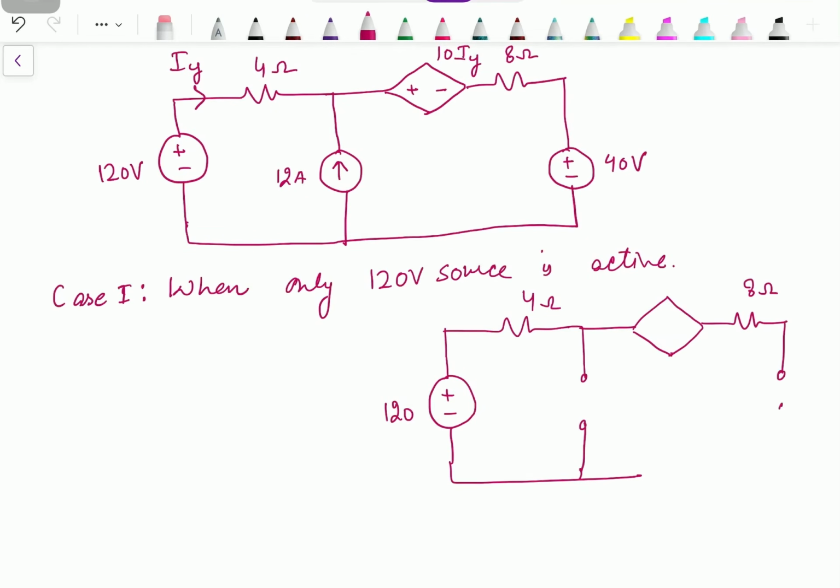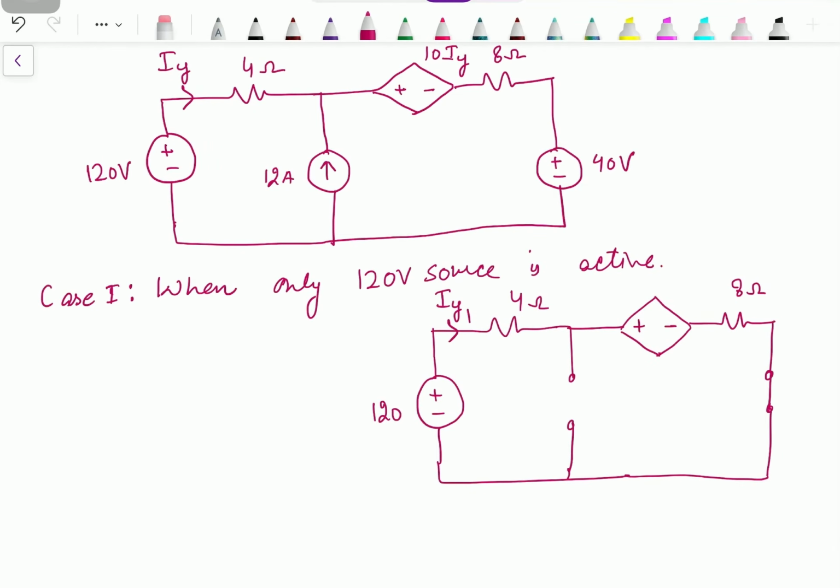Then the 40 volt source is replaced by a short circuit. A voltage source is replaced by a short circuit since its internal resistance is 0, and a current source by an open circuit because of its infinite internal resistance. Here we have the controlling quantity IY. Now as the circuit configuration is different, let's mark it as IY1. Then this voltage source will supply a voltage of 10 IY1.